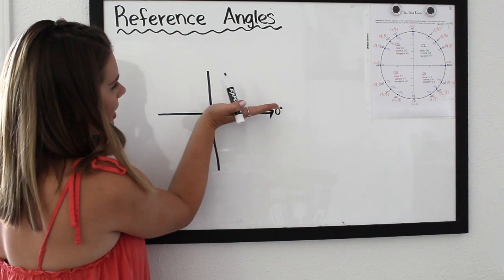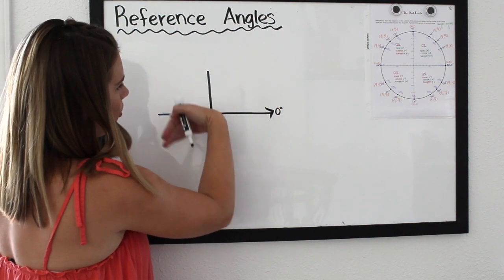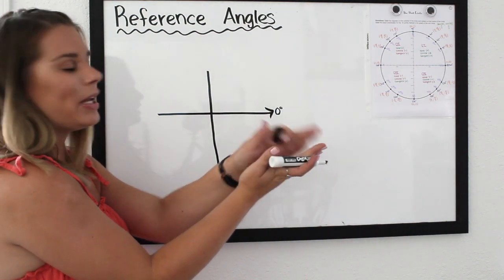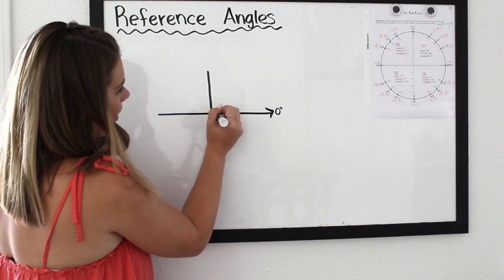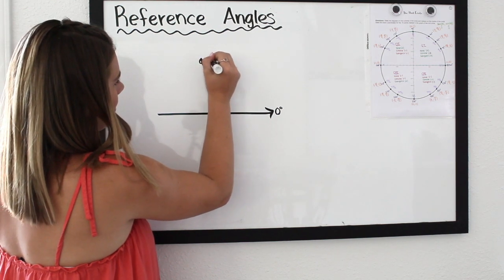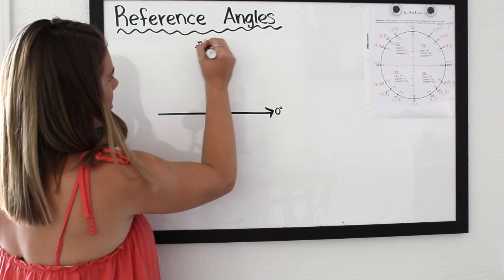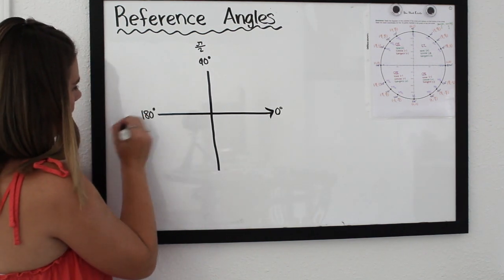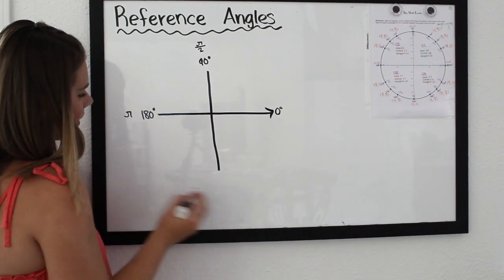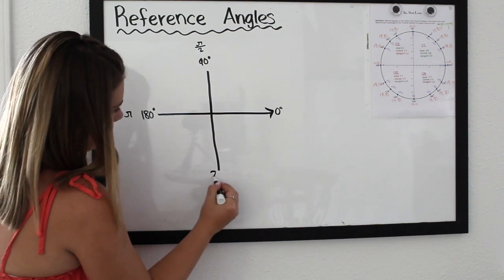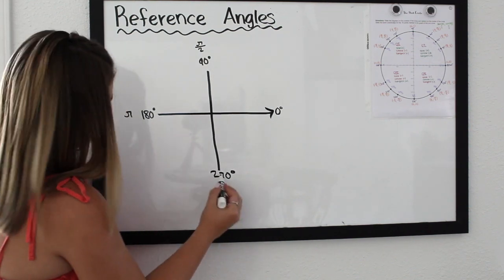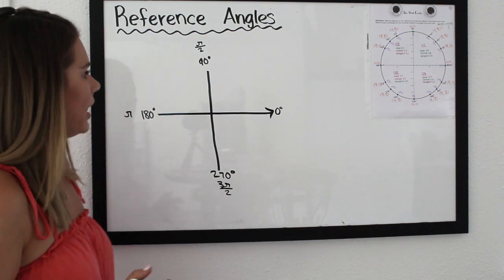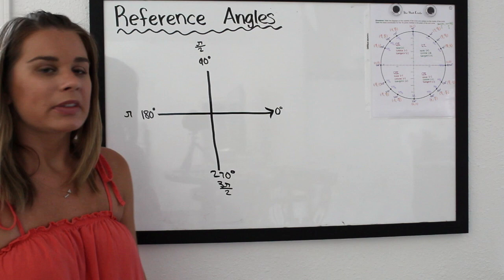Then we have what's called the terminal side, which moves and opens up to however wide you want your angle to be. So we have 0, this would be 90 degrees, or if you want to do radians, it's pi over 2. Then we have 180 degrees over here, which would be pi. And then we have 270 degrees down here, which would be 3 pi over 2. And then we have some stuff in between.